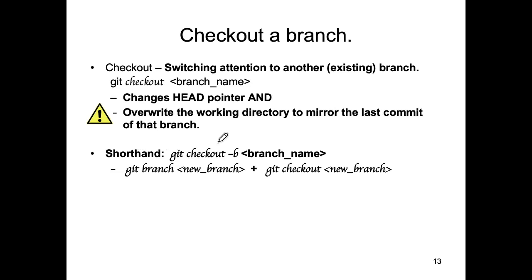Okay, there's a shorthand version of this git checkout command. If you use the -b option, that does two things. It creates the new branch and it switches to that. When we just use the git branch command, that just creates the branch. It doesn't switch to it. But this git checkout -b option has the effect of creating the branch and then switching to it.